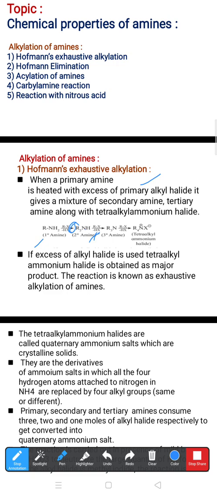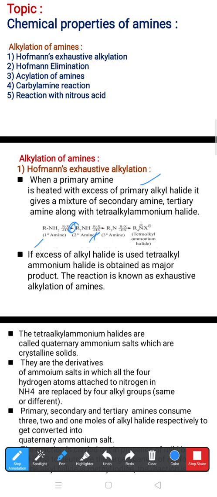Again, we'll continue with further addition of the RX alkyl halide. Now, on the nitrogen atom of this tertiary amine, there is no replaceable hydrogen atom, but the alkyl group is going to attack the nitrogen atom because nitrogen has an electron donating nature. That's why X, the halogen atom, can be attached to nitrogen, and the rest of the alkyl groups go to the other side. We'll get R4N plus X minus. This is a quaternary ammonium salt known as tetraalkyl ammonium halide.